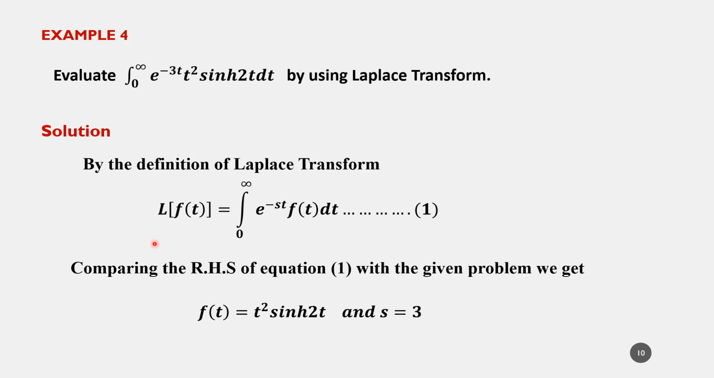Either you will be given the left hand side part or you will be given the right hand side part of the definition. If the left hand side part is given, you can apply the properties directly. But if the right hand side is given, then convert the integral to Laplace transform and then solve the Laplace transform of that particular function. So here we get the function as t square sinh 2t and s is equal to 3. So calculating L of this, whatever answer we will get, putting s is equal to 3.